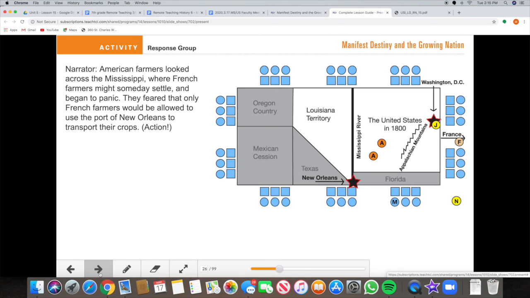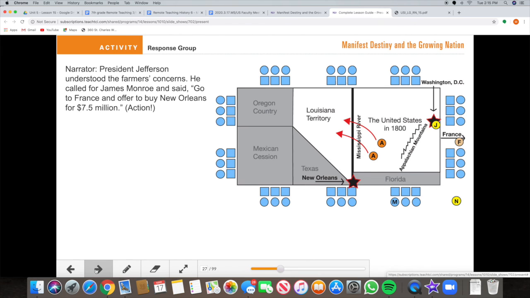They feared that only French farmers would be allowed to use the port of New Orleans to transport their crops. Okay. You don't have to add this. Okay, you're good. President Jefferson understood the farmers' concerns. He called for James Monroe and said, "Go to France and offer to buy New Orleans for $2.5 million."